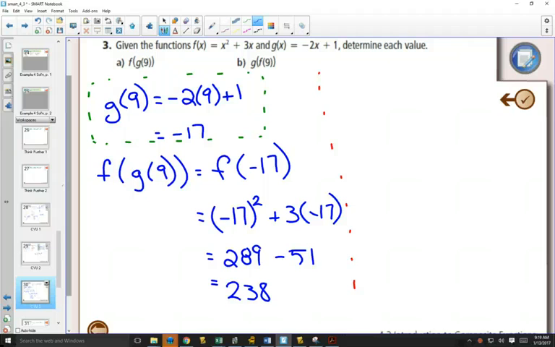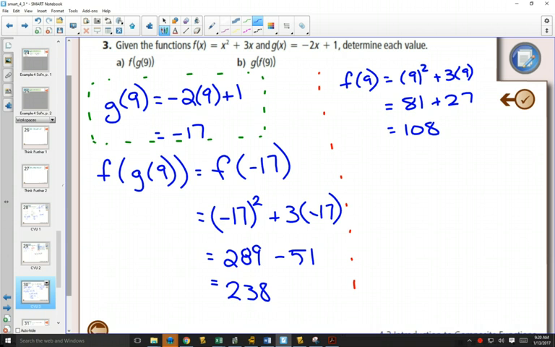So for B, I want to figure out f of 9, because that's what we're going to do first. And that's going to go inside the g function. So 9, squaring that first, it'll be 9 squared plus 3 times 9, 81 plus 27, 108. Now g of f of 9, now we know is g of 108.